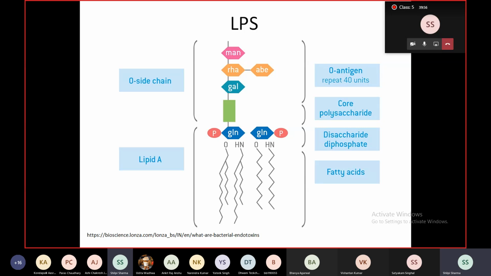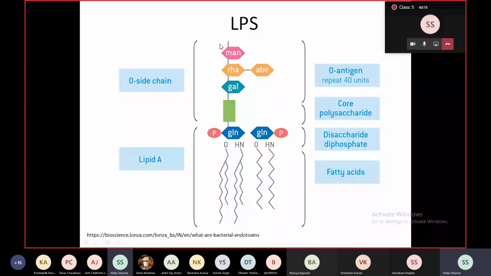The core polysaccharide, the oligosaccharide of LPS, contains 1 to 4 molecules of another unusual sugar called KDO, 2-keto-3-deoxy-D-manno-octulosonic acid, and there are several hexoses in this core polysaccharide or oligosaccharide. It is joined to lipid A.